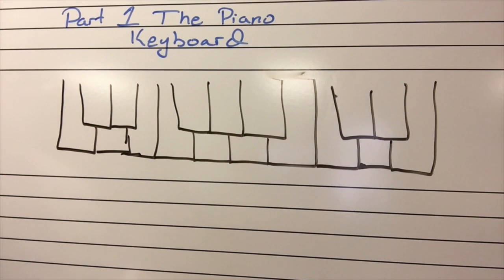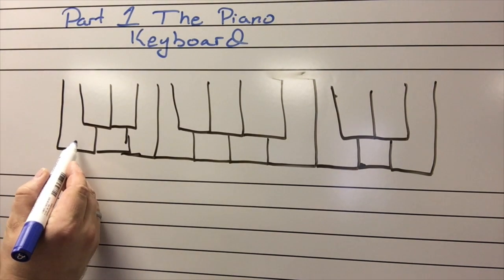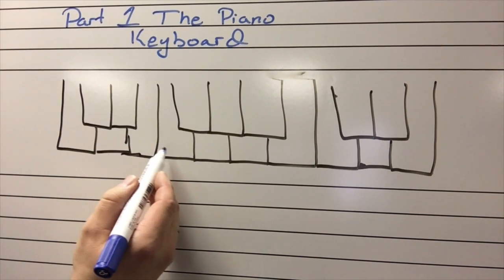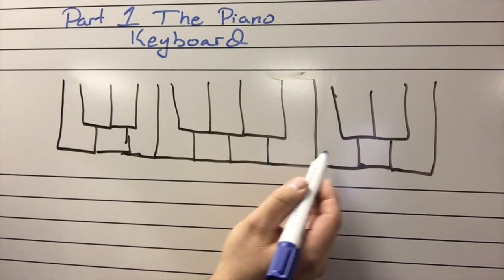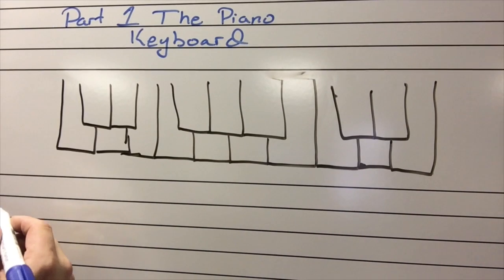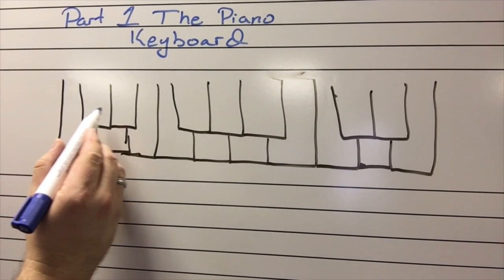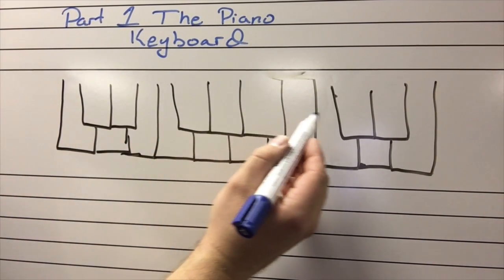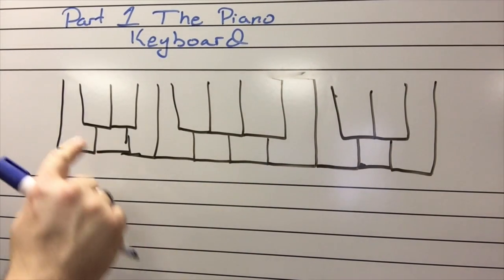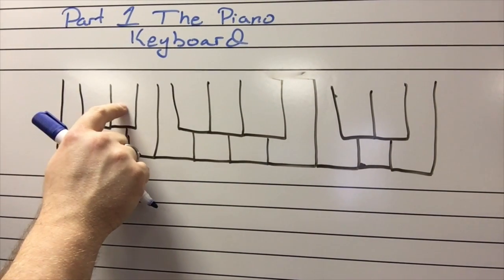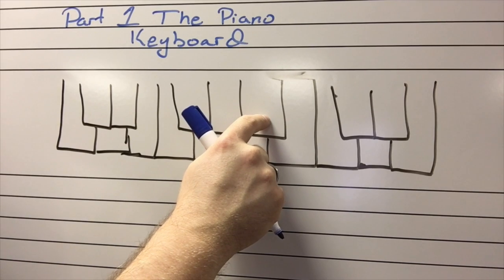Part 1. The piano keyboard. When you look at any keyboard like the piano, the xylophone, the vibraphone, or organ, the notes are laid out with the natural notes down here and notes that we would call either a sharp or a flat up here. You'll notice that the sharps and flats are grouped in twos and then in threes.